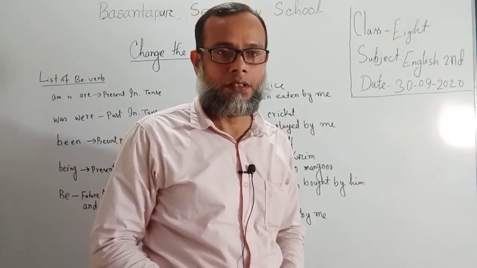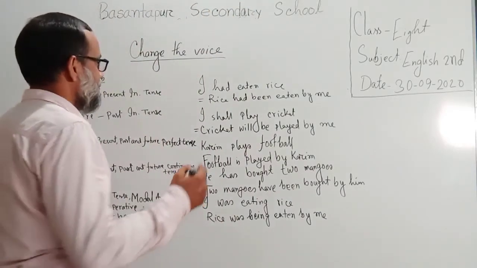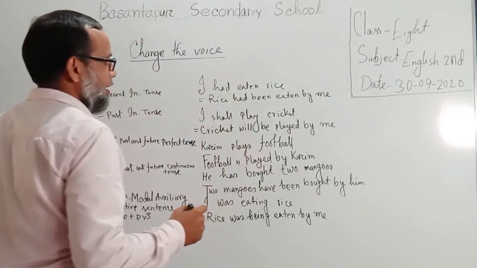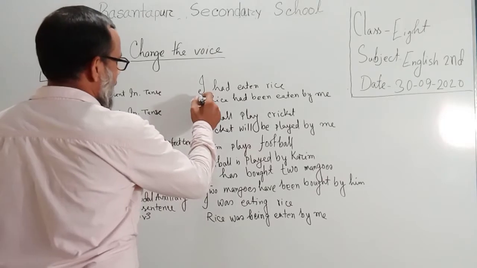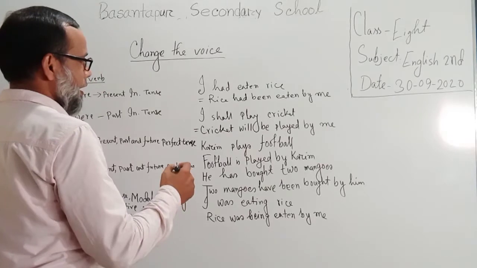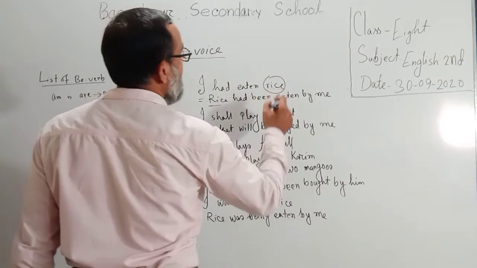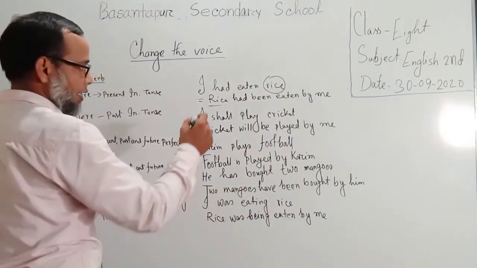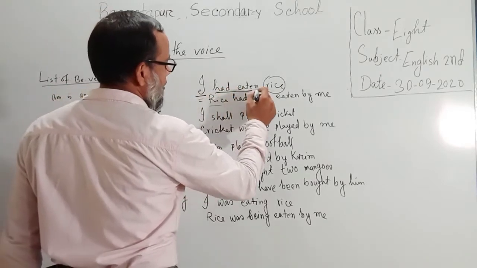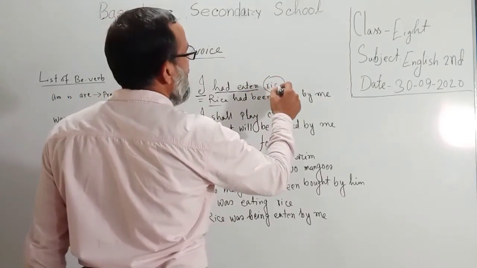And now look at the board. I had eaten rice. It is active voice because I is doing the activity. Here in the passive form, rice is the object. How is it the object? The subject had eaten. Eaten is the main verb. After the main verb we find the object.